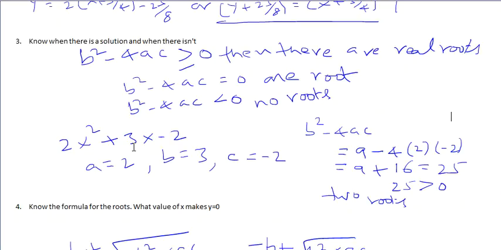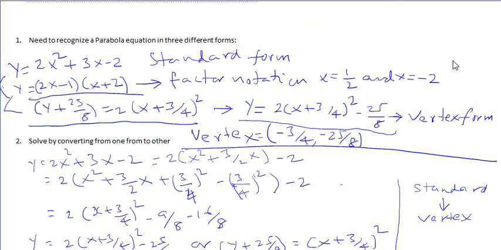So in our example, let's see what we have. We have 2x² + 3x − 2, so a is equal to 2, b is equal to 3, c is equal to −2. So b² − 4ac: b is 3, so b² is 9, minus 4 times 2 times −2, you get 9 + 16 equal to 25. 25 is greater than 0, so the equation that we are working with has two roots, and we had already seen above that x equal to −2 and 1/2 are the two roots.